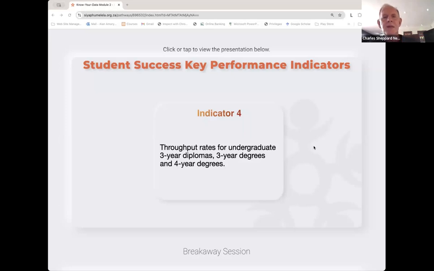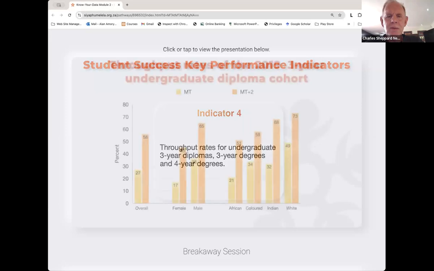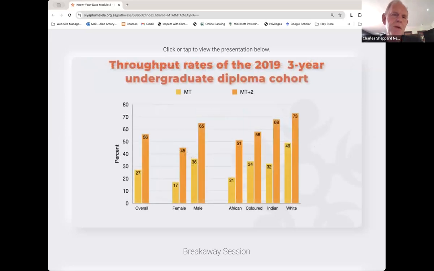Okay, is there more slides, Alan, or is that the last one? Okay, there's just a show of the throughput rates of 3-year undergraduate diplomas. What is the overall throughput? You can see in minimum time it was 27% of the students graduated, and then at minimum time plus 2 years, you can see how it shoots up to 56%.